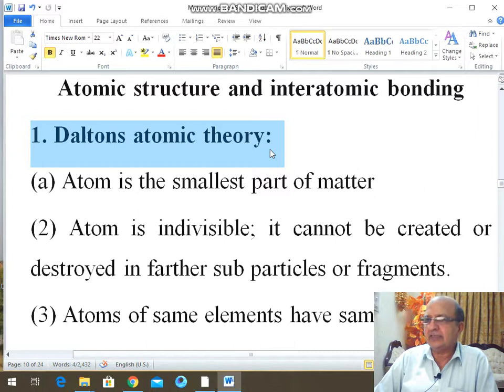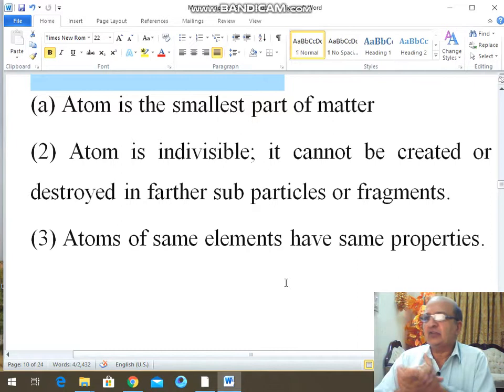इट कांट बी क्रिएटेड आर डिस्ट्रॉयड, इसको न तो आप क्रिएट कर सकते हैं न आप डिस्ट्रॉय कर सकते हैं, इन फर्दर सब पार्टिकल्स आर फ्रेगमेंट्स. अब ये कि एटम्स ऑफ सेम एलिमेंट्स की सेम प्रॉपर्टी है, दे आर आइडेंटिकल इन मासेस, दे आर आइडेंटिकल इन देयर केमिकल प्रॉपर्टीज़, लेकिन इनमें कुछ ड्रॉबैक्स भी थे.